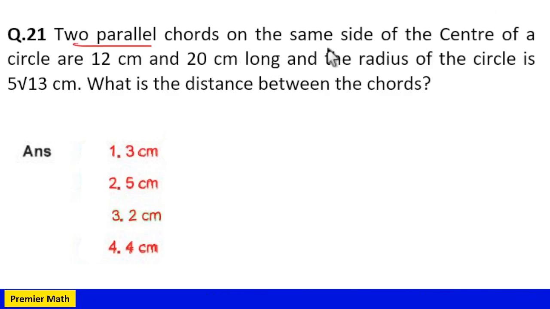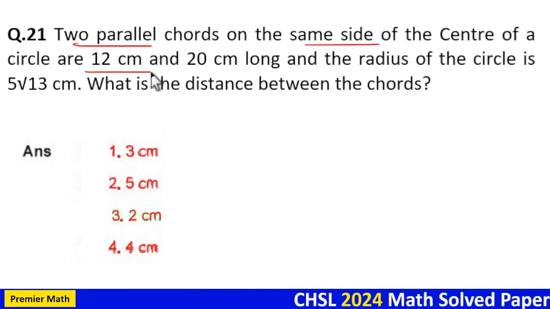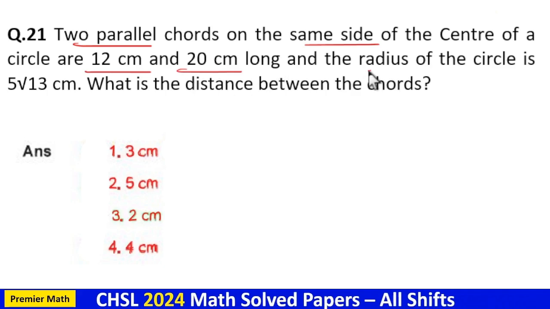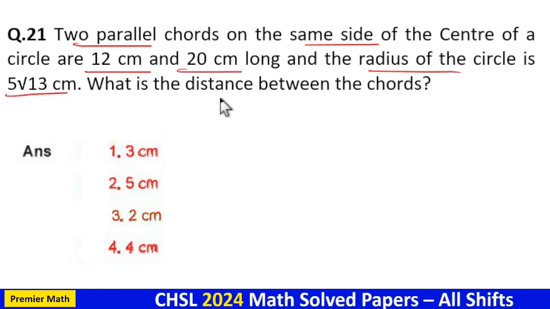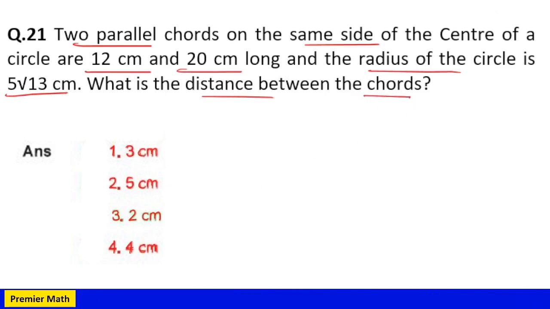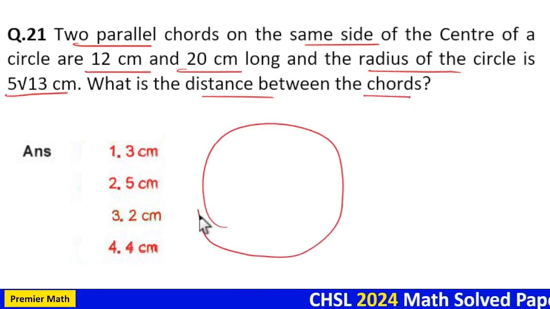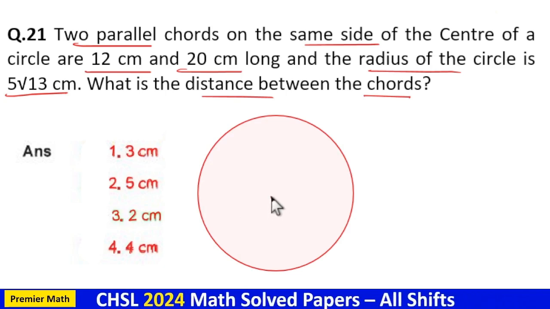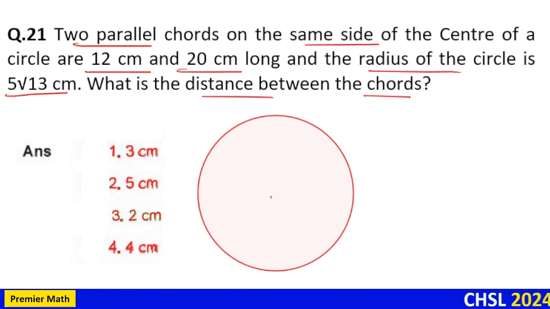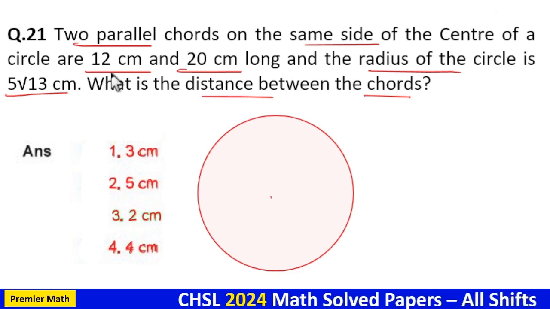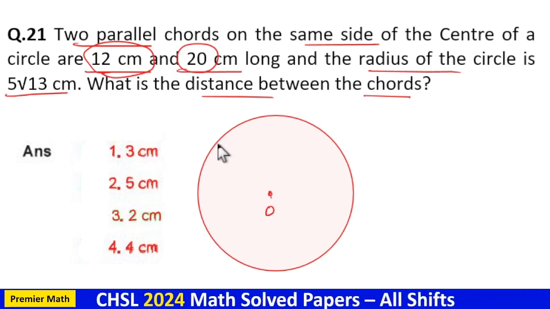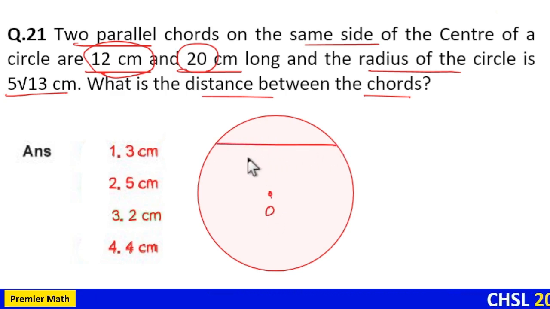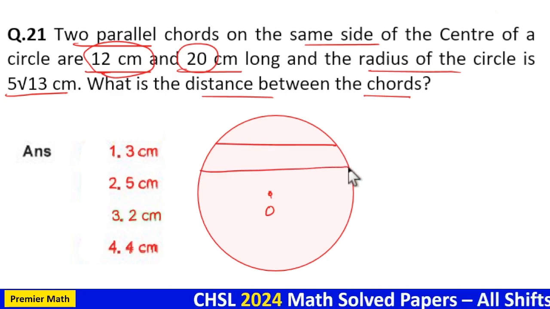Two parallel chords on the same side of the center of a circle are 12 cm and 20 cm long, and the radius of the circle is 5 root 13 cm. What is the distance between the chords? Here, this is the circle, and here two chords, length 12 cm, 20 cm are on the same side of the center of the circle. This is center and this is chord length 12 cm and this is chord length of 20 cm.